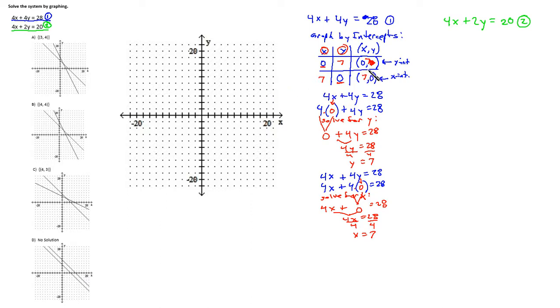So 0, 7, not left or right at all, up 7, 2, 4, 6, 7 is halfway between 6 and 8. There's that y-intercept. The x-intercept is going to be at 7 on the x, and then not up or down at all. 2, 4, 6, 7 is halfway between 6 and 8. There's the x-intercept for the blue equation, equation 1. And then we're going to connect these with a line.